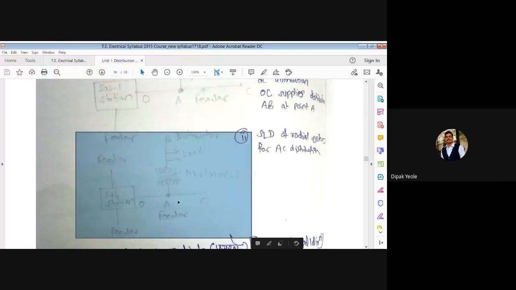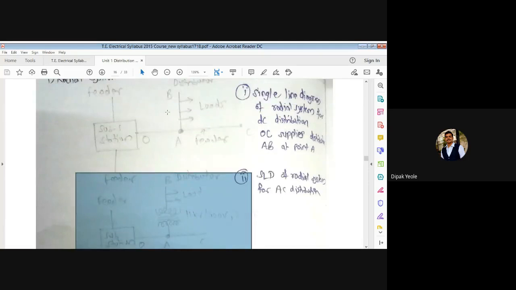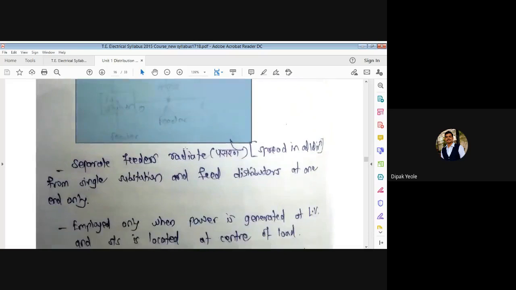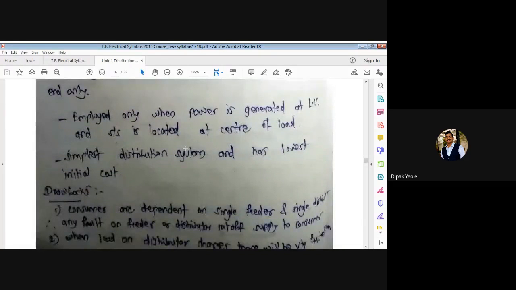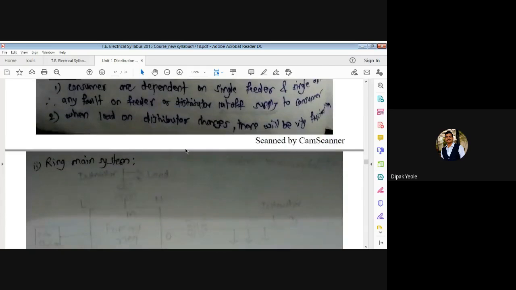AC distributor तुम्ही कसा ओळखला? इथे ट्रान्सफॉर्मर आहे. काही लोकांचे डोळे चांगले असतील तर त्यांना ही गोष्ट लवकर दिसेल. ठीक आहे. Whenever we are considering the AC distributor, obviously there is a need of a transformer, because in DC we cannot use the transformer, and this is called a radial system. There are advantages and disadvantages. We are not going to discuss these advantages and disadvantages today. We are interested only in the concept.